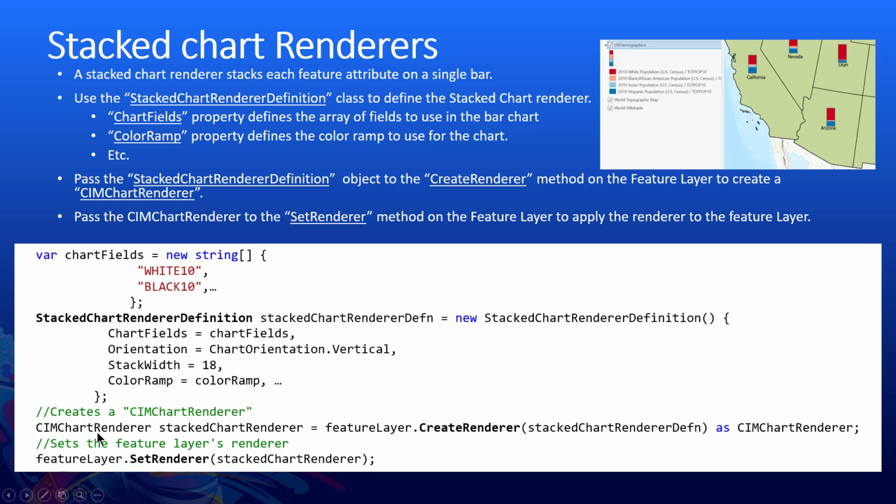I create the stacked chart renderer using the create renderer method on the feature layer. I'm passing in the stacked chart render definition object that I just created. This will return the stacked chart renderer object. I then apply this stacked chart renderer to the feature layer using the set renderer method on the feature layer. This will render the feature layer with the stacked chart just as we can see in the screenshot over here.